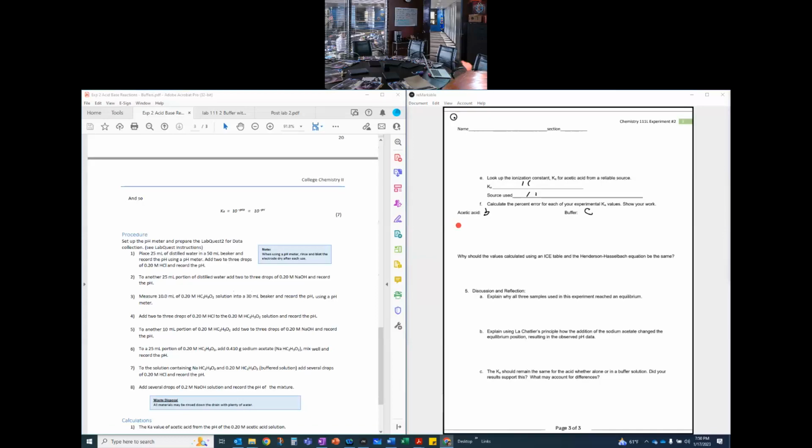You're going to take the K, so your percent error is equal to the experimental value minus the theoretical value, all over the theoretical value, times 100. And of course, this is an absolute value. So that's how you're going to do that. Now, the experimental value is the one that you calculated during B and C. The theoretical is the one that you have in E.